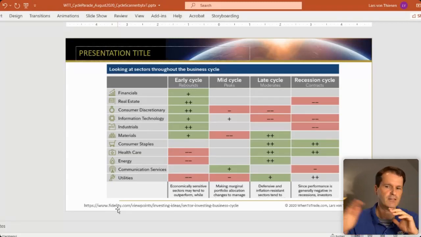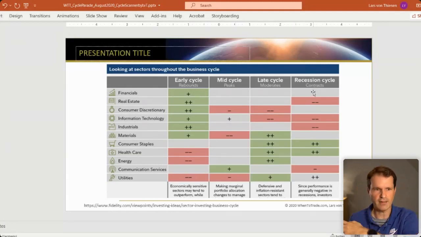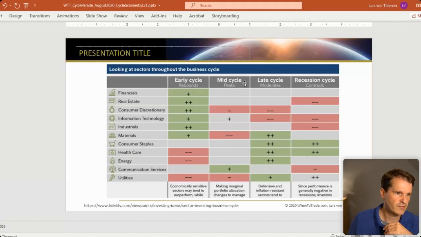So they have analyzed the last 50 years of market behavior. And here on the top are the cycle phases. They are just called differently than we talk about it. So these are rebounds, peak, moderates, and contracting. This is the classical cycle phase. These are the phases of a cycle here.